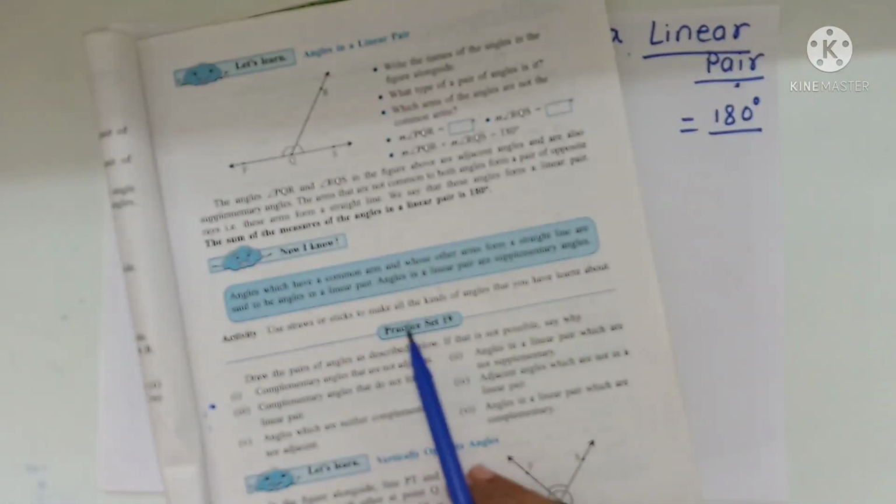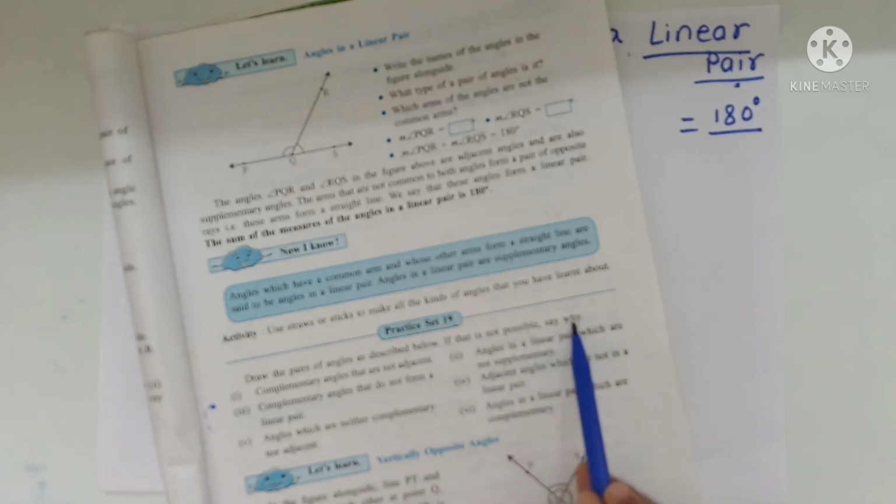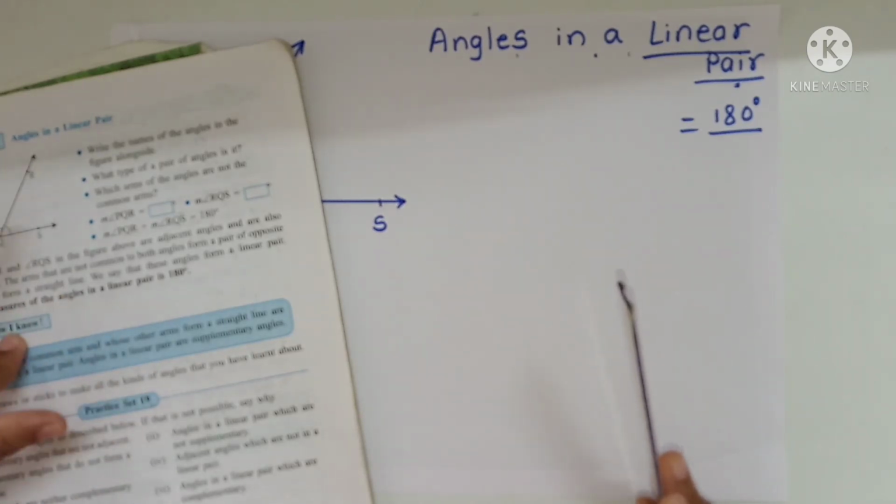Now we have to solve practice set 19. Draw the pairs of angles as described below. If that is not possible, say why. First, complementary angles that are not adjacent. For this practice set you have to learn the concepts of complementary angles, adjacent angles, supplementary angles and angles in a linear pair.